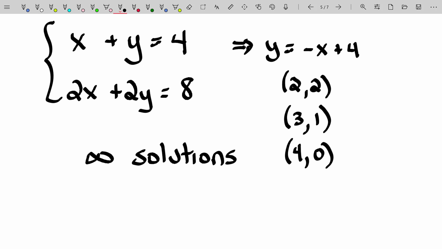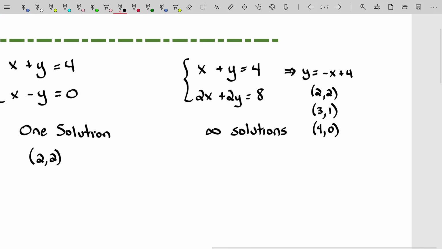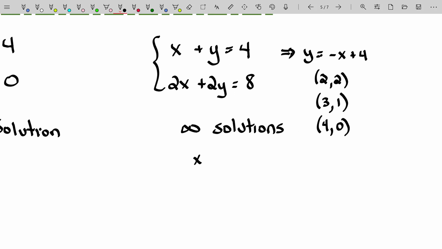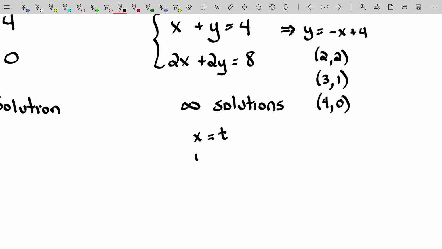And the way that we would write this out is actually in what we would call general form. And the general form would go like this. x is allowed to be some parameter t. This is called parametrizing the solution. And then y is therefore equal to the opposite of t plus 4. So whatever somebody selects t to be, y will just be the opposite of that plus 4. If t were 2, y would be negative 2 plus 4, or 2. If t were 3, y would be negative 3 plus 4, or 1. And if t were 4, y would be negative 4 plus 4, which is 0. And this would be the general solution.